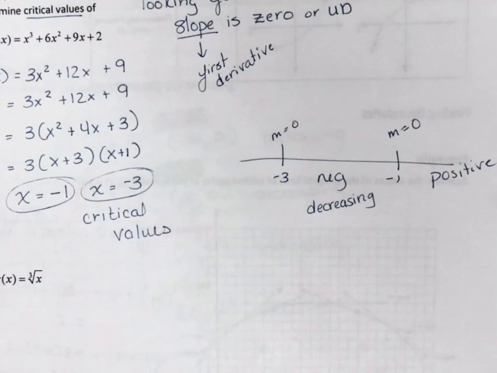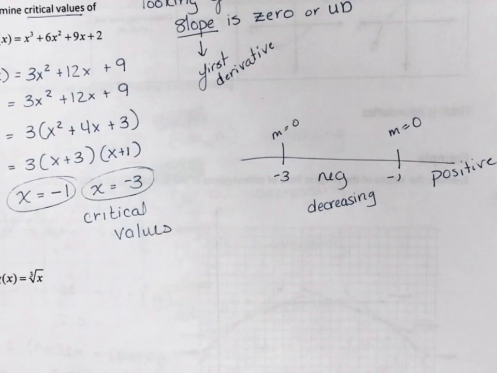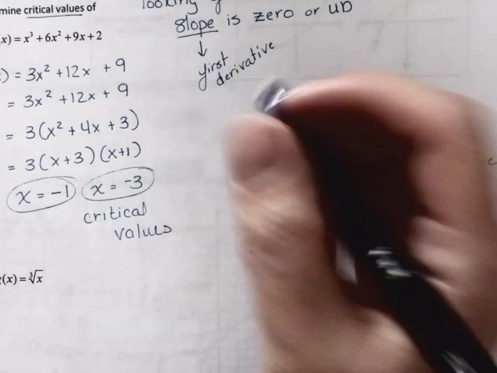And what about -4? 16 times 3 is 48. Yeah, 48. It's positive.